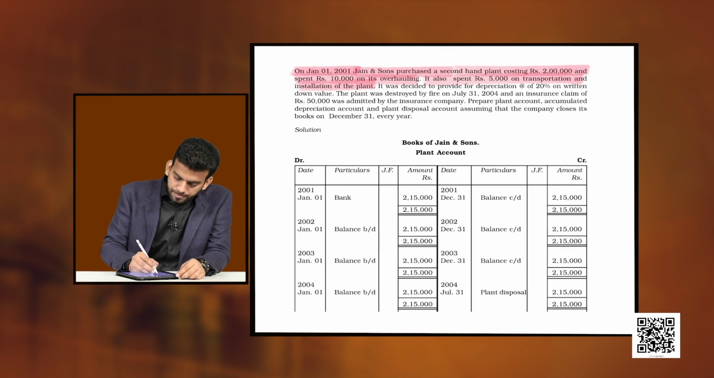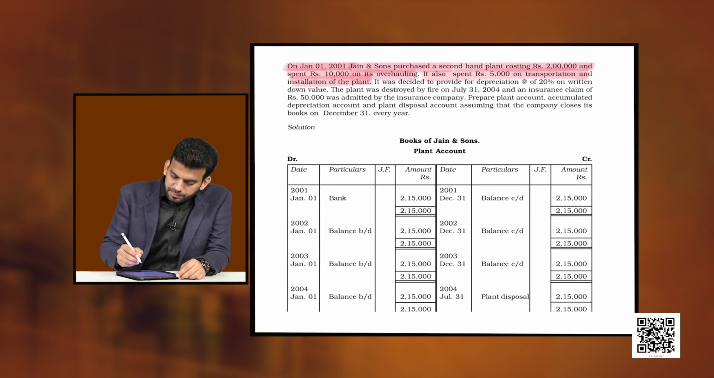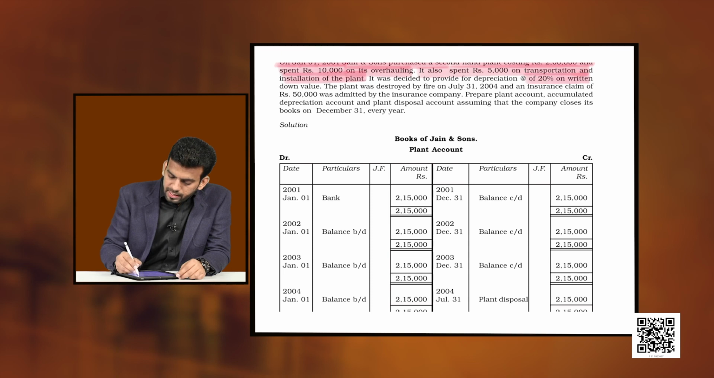Now, it was decided to provide for depreciation at 20% on written down value. Here, the method of depreciation is the written down value method. So, before starting this, I would like to give you a quick recap of the methods of depreciation. What is written down value and what is the straight line method.